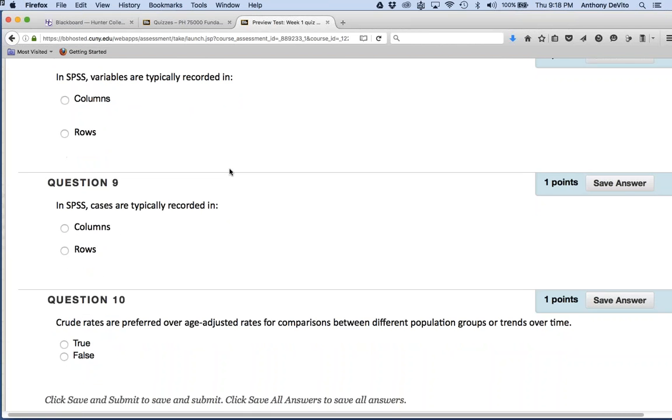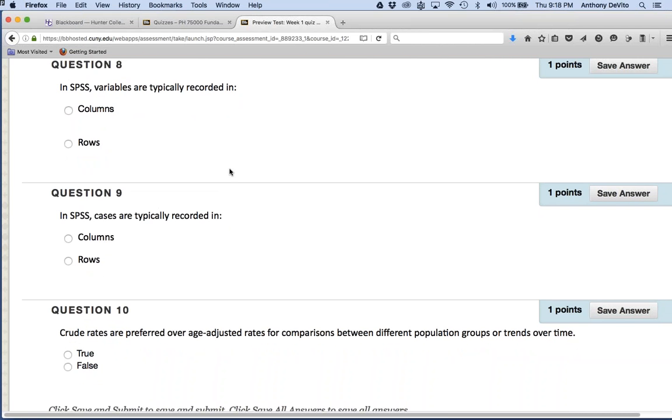In SPSS, the variables are typically recorded. Remember, there are two views: the data view and the variable view. Most of the time, when you start up, you're in the data view, and you can flip back and forth between them. In the data view, the main view, the variables are in columns. Like the first column might be the patient number or some sort of ID, the second column might be age, gender, weight, all in columns.